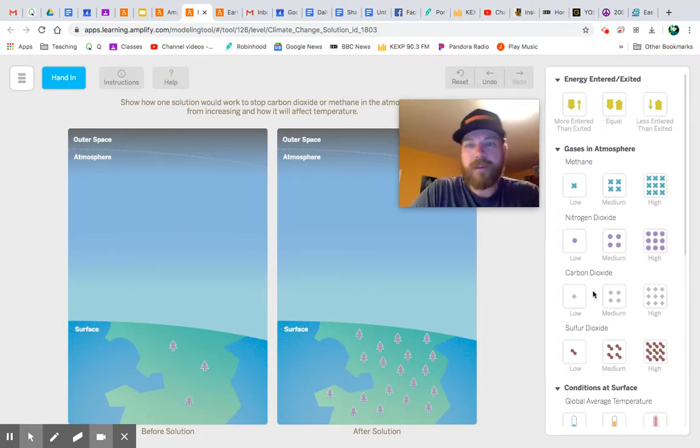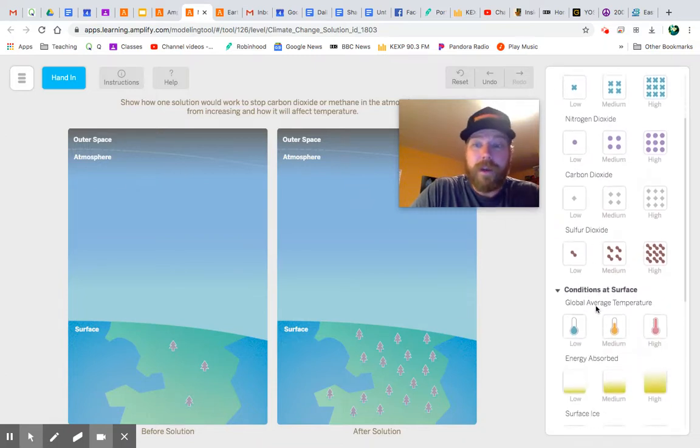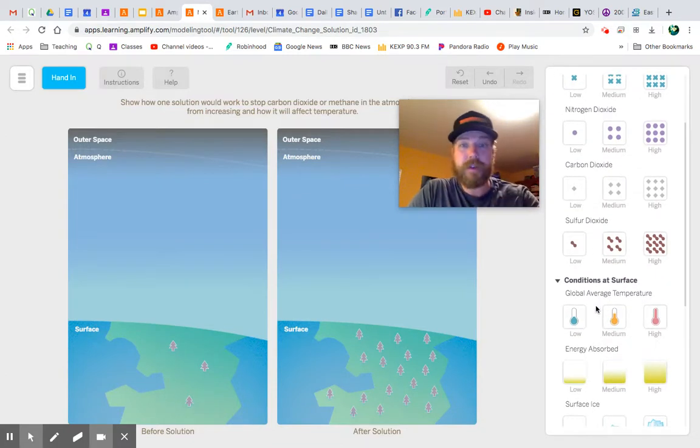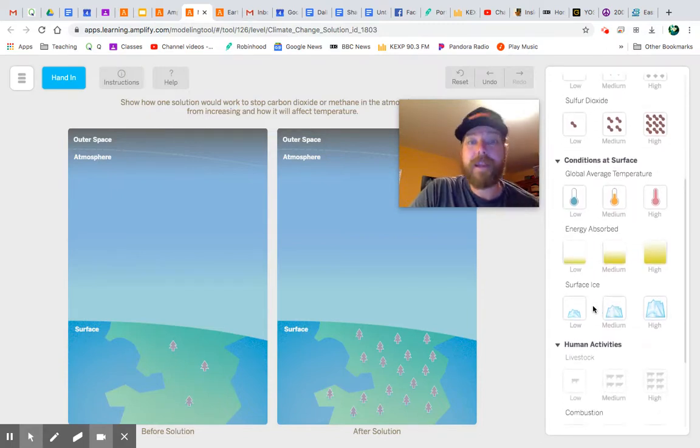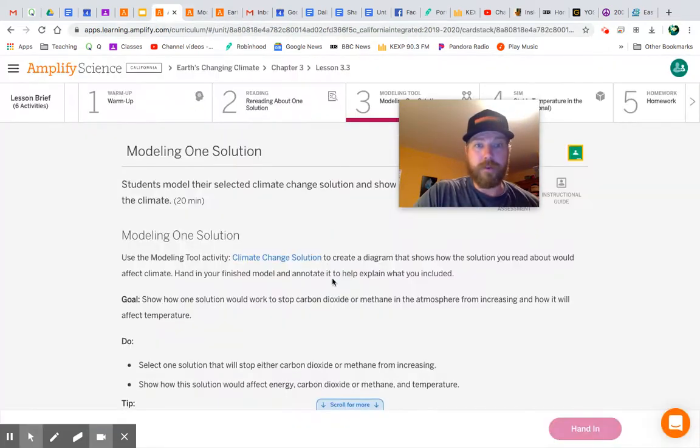Probably carbon dioxide. And what are my surface temperatures before and after, energy absorbed before and after, surface level ice. Where else is the ice? Before and after. But yeah, I want to show all those things for whichever solution that I chose. Okay, so go ahead and do that.